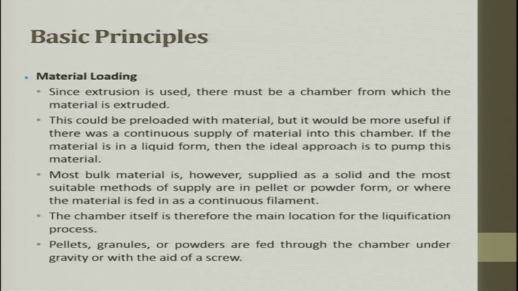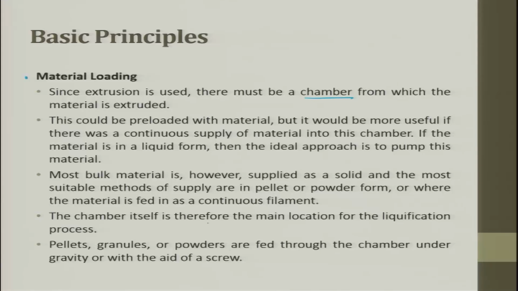Since extrusion is used, there must be a chamber from which the material is extruded. Here it is a wire, so you put it in a spool. If you do not have a spool, if you go back to your icing example, above the nozzle you should have a hopper. That is what is a chamber. This would be preloaded with material, but it will be more useful if there was a continuous supply of material into the chamber.